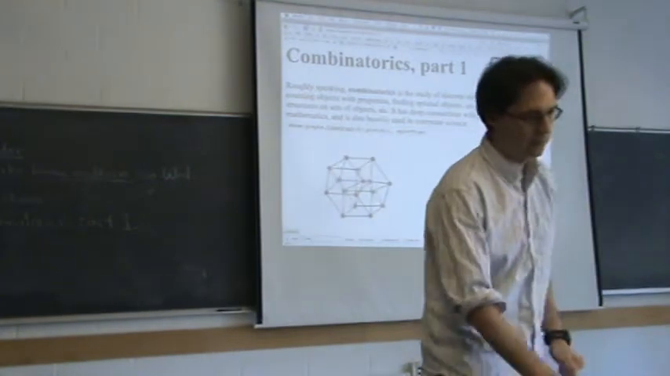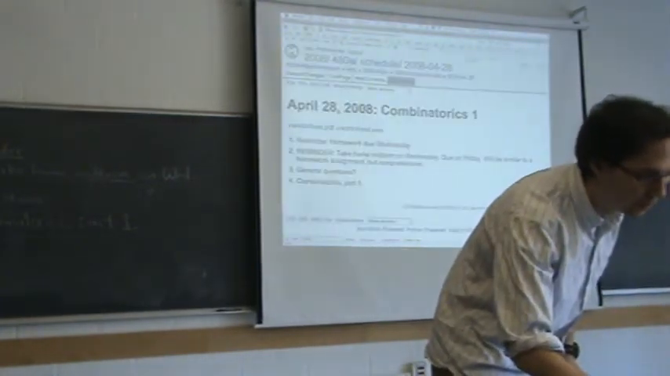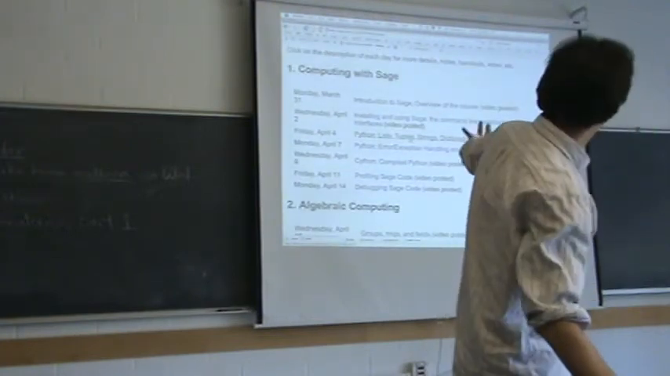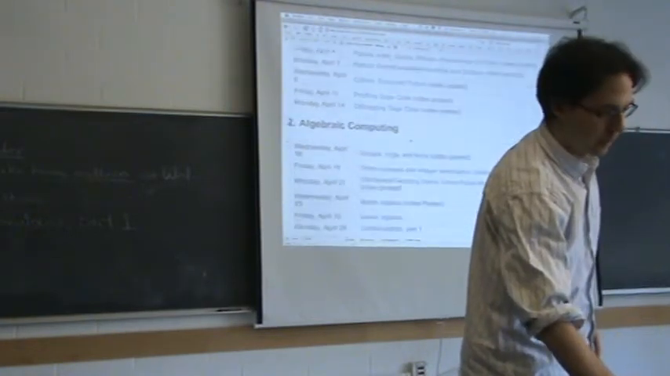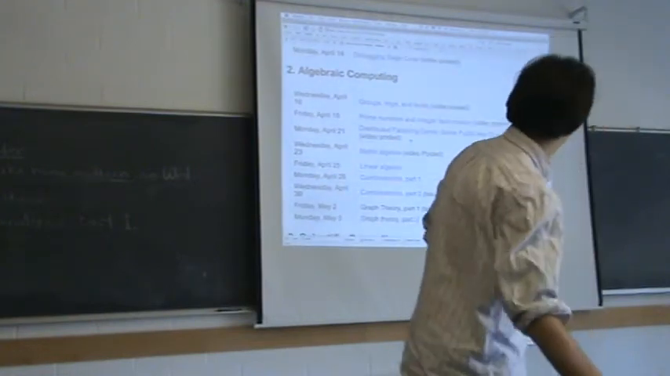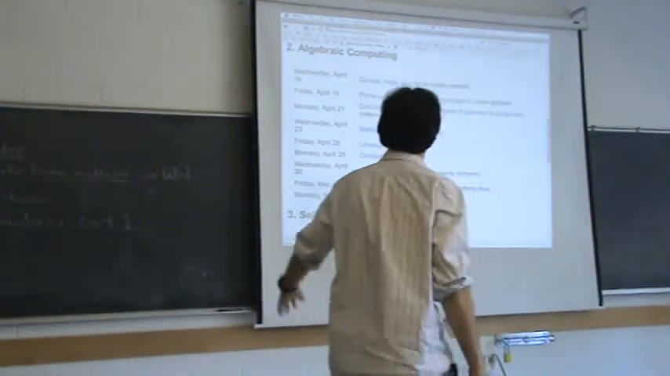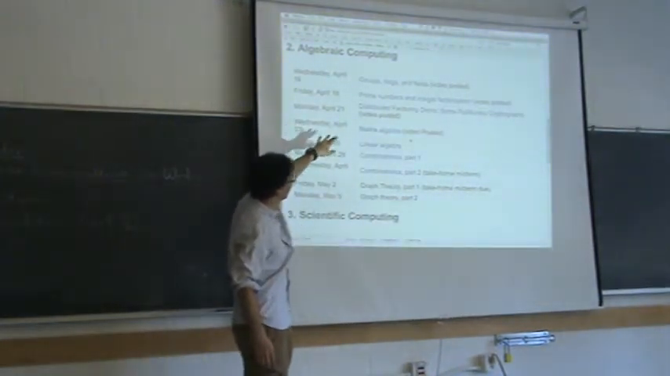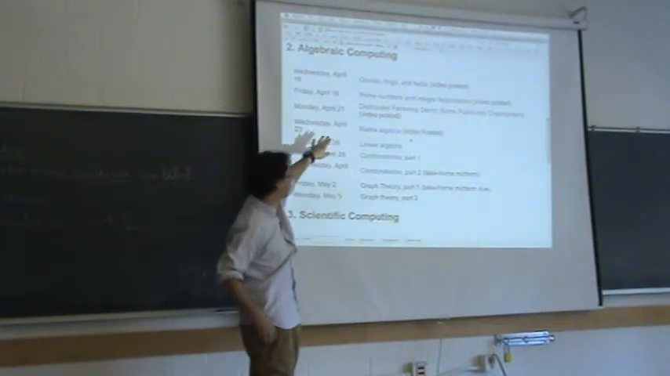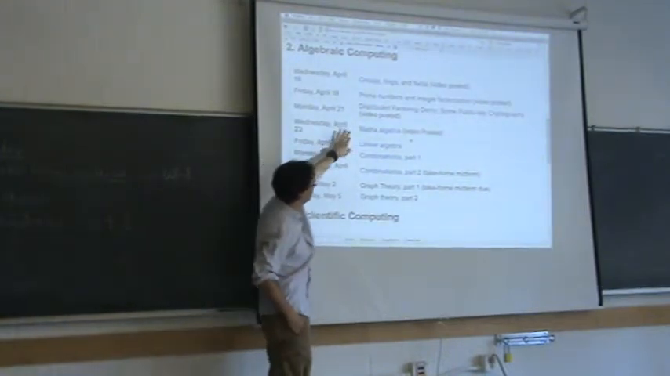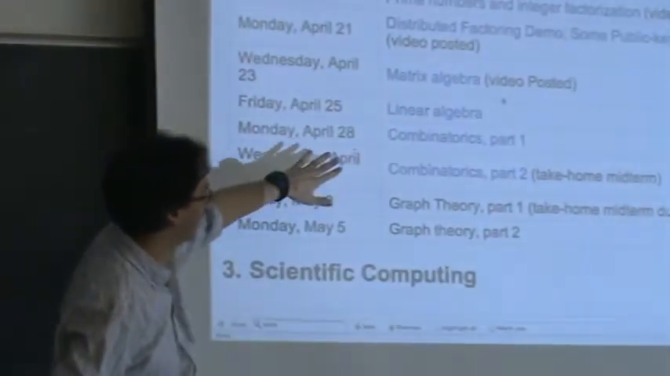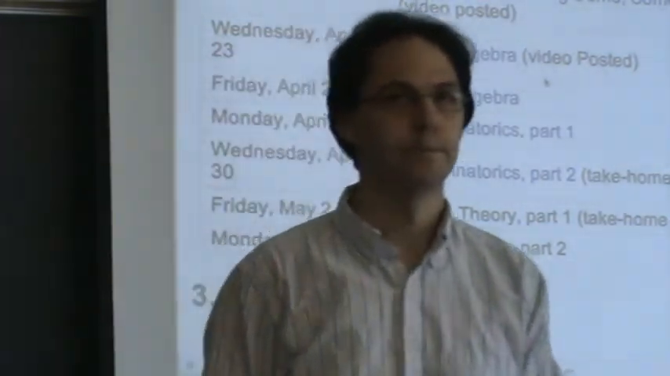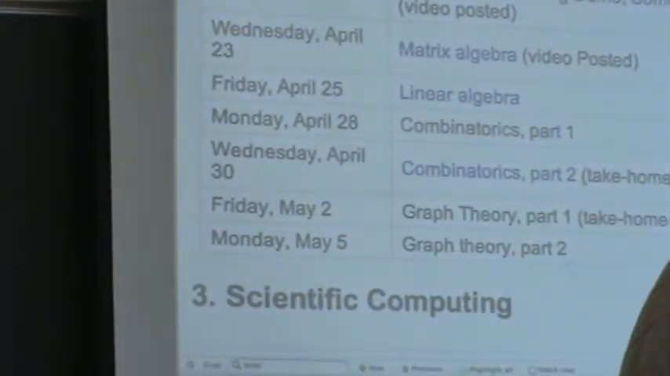And what we're going to do for the next couple of days, let me remind you by showing you the schedule. So far what we've done is some background on computing with Sage. And then we started with algebraic computing, which is the second part of the course, and talked about groups, rings, fields, prime numbers, and a little bit of number theory, distributed factorization, and some cryptography. Then we talked about matrix algebra and linear algebra. And now we're going to talk about combinatorics and then graph theory. That's for the rest of this week. So this week will be very much about discrete mathematics.